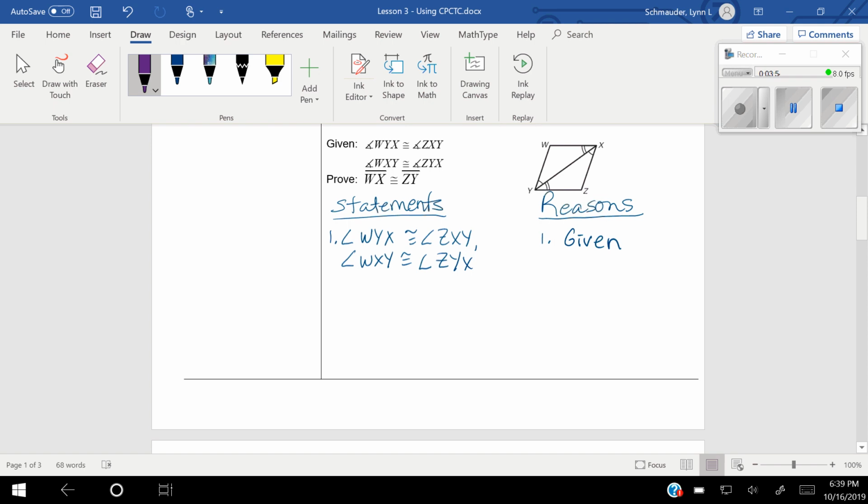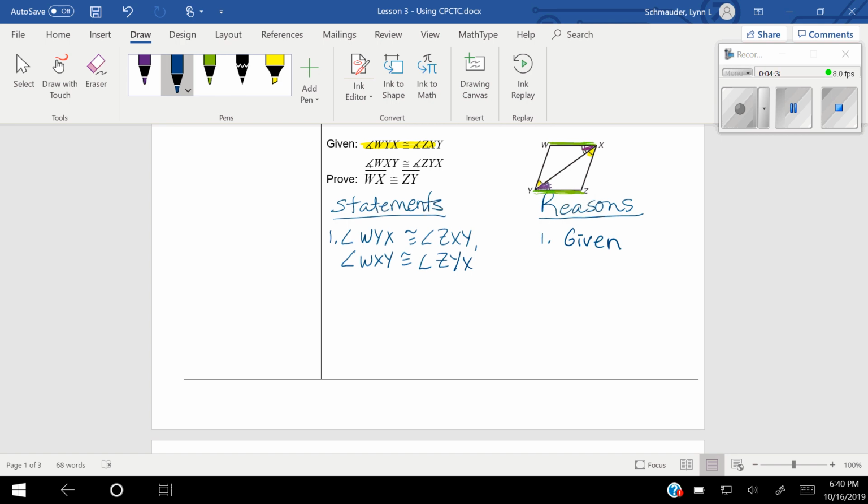Again, we got these two triangles here, and we're given that angle WYX, that one right there, is congruent to ZXY, that one right there. And then we also know that angle WXY, this little one here in this corner, is congruent to ZYX, this little one here in this corner. And what are we trying to prove? We're trying to prove that WX, this side here, is congruent to ZY. So I'm guessing those are going to be the corresponding sides in those two triangles.